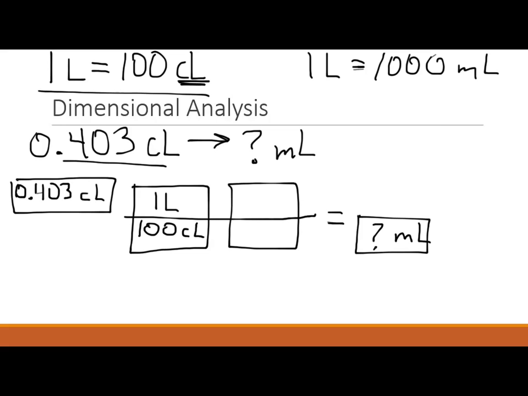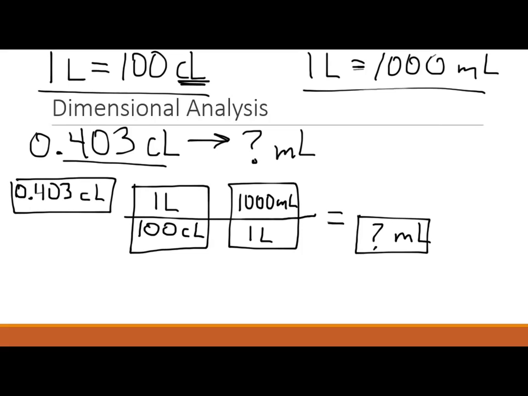The next step would be to use this one over here. Now, in this case, I have a liter up on top, right? So I'm going to go ahead and put 1 liter on the bottom and put 1,000 milliliters on the top.